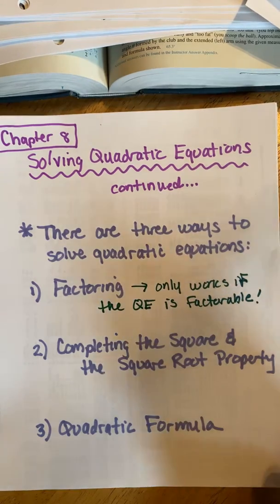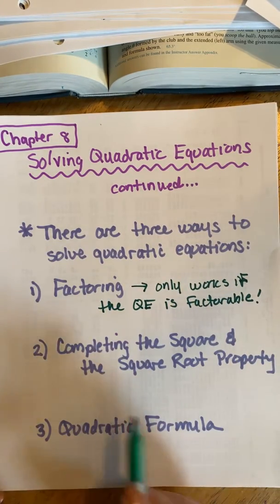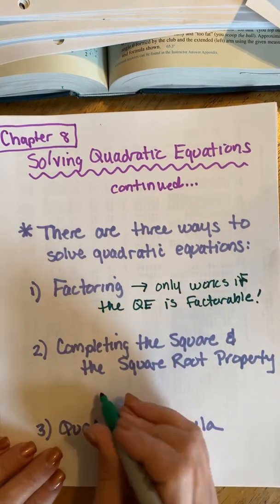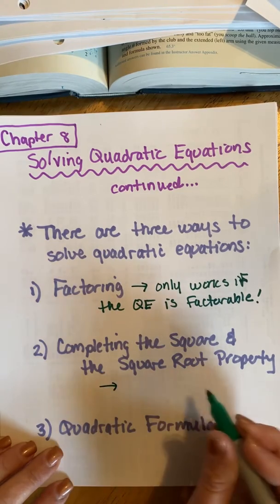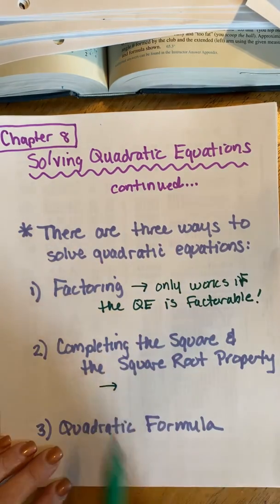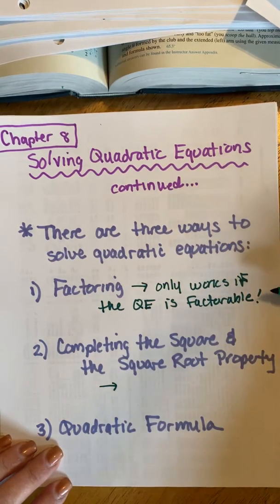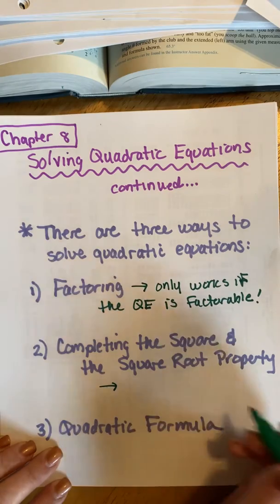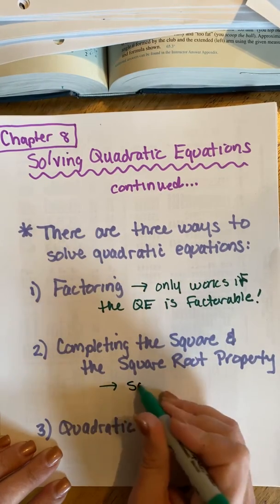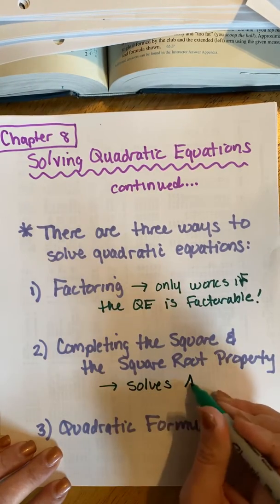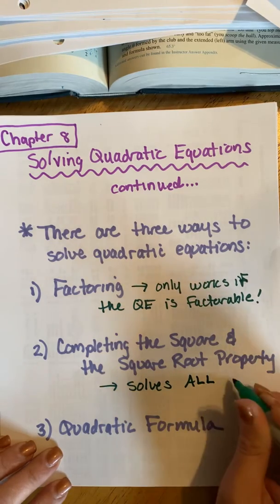Last lecture in 8.1, we talked about completing the square and the square root property. This always works. All quadratic equations, factorable or not, can be solved using completing the square and the square root property. Factoring is easier if you can see that it's factorable, but again, that only works if it's factorable. If it's not factorable, the next method we talked about was completing the square. So this solves all quadratic equations.